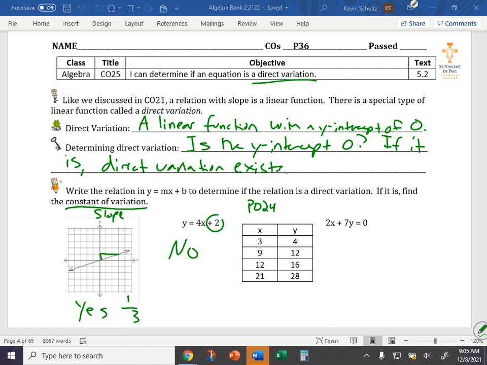Okay. So for starters, is this linear? Yes. How do you know? But it's not. How do you know it's not?